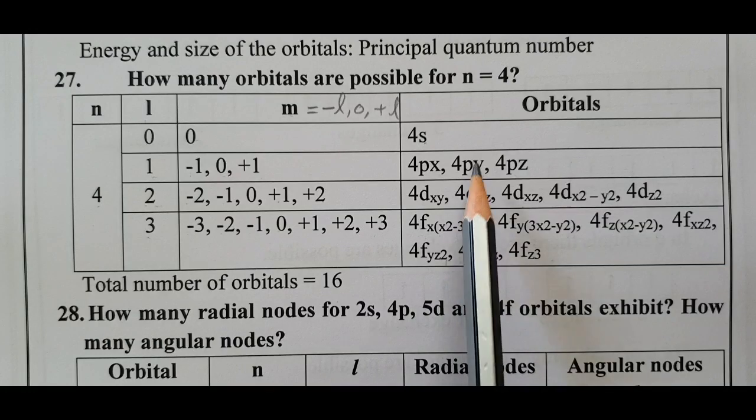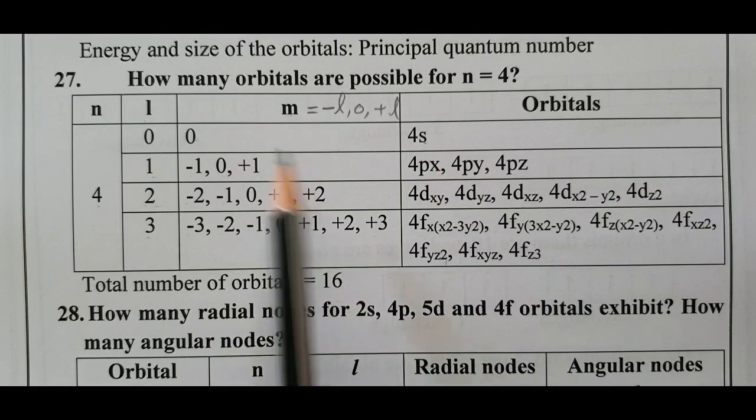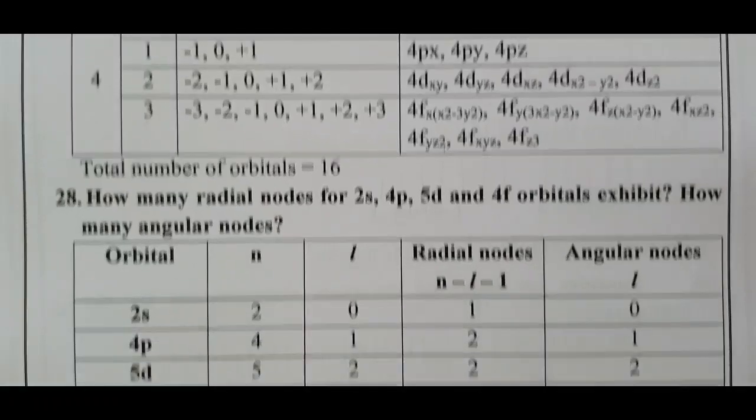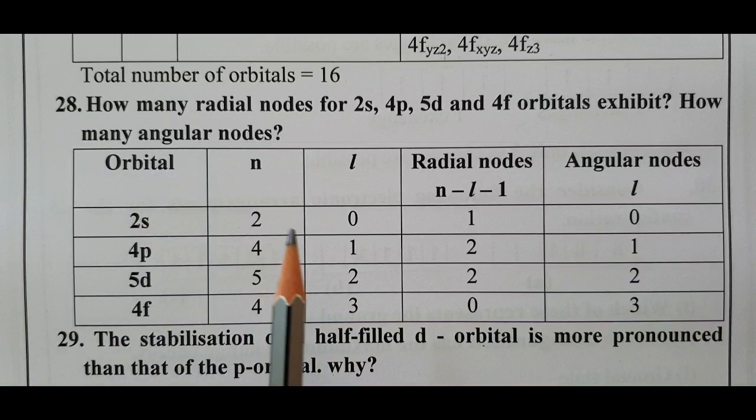7 plus 5 plus 3 plus 1 equal to 16. N equal to 4, how many orbitals are possible? 16 orbitals are possible. And question number 28.